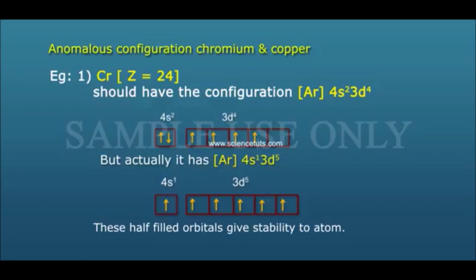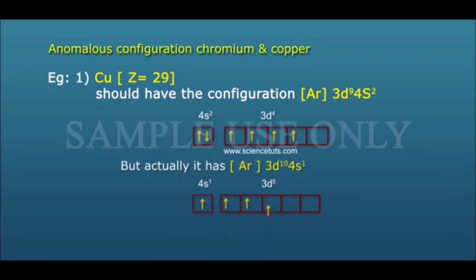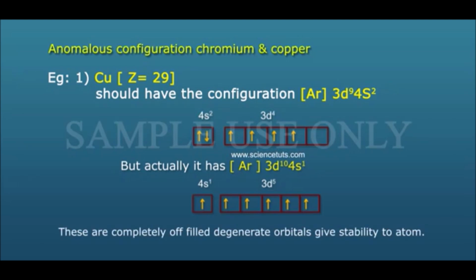Example 2, copper, atomic number Z is equal to 29. It should have the configuration argon 3d9, 4s2, but actually it has argon 3d10, 4s1. This configuration gives completely filled d orbitals and a half-filled s orbital.